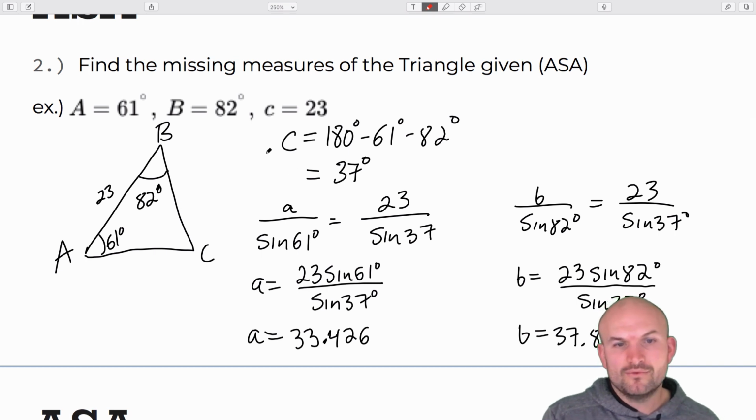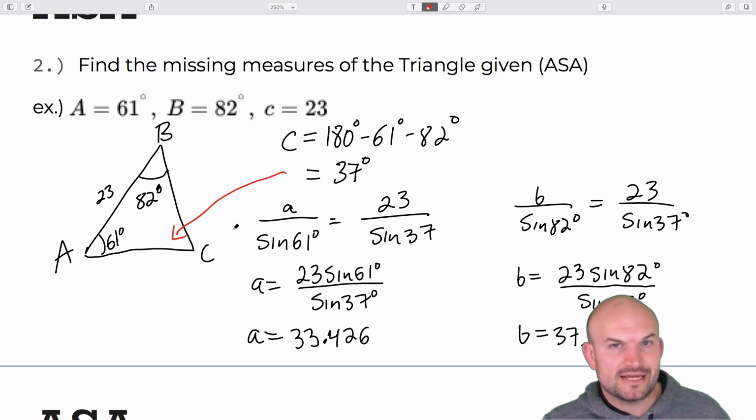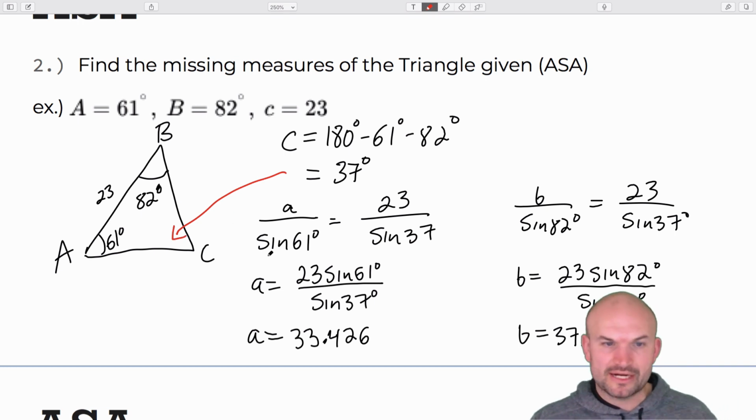So what I did was I could figure out C, right? If you have two angles, then you can figure out the third angle, right? The interior triangle angle sum theorem, right? All the angles of a triangle add up to 180. So what I did is I just quickly figured out what the value of C would be, which ended up being 37 degrees. And now I have a ratio.